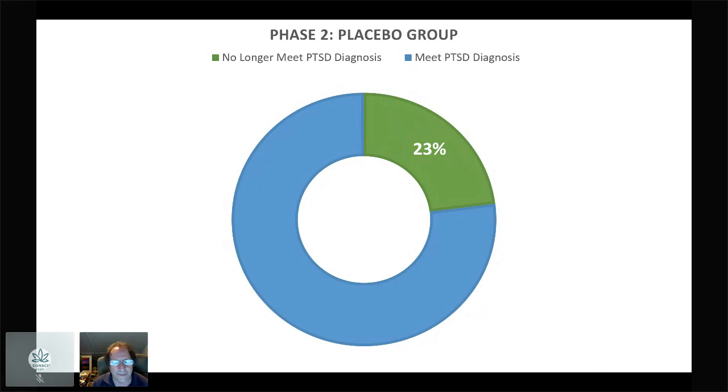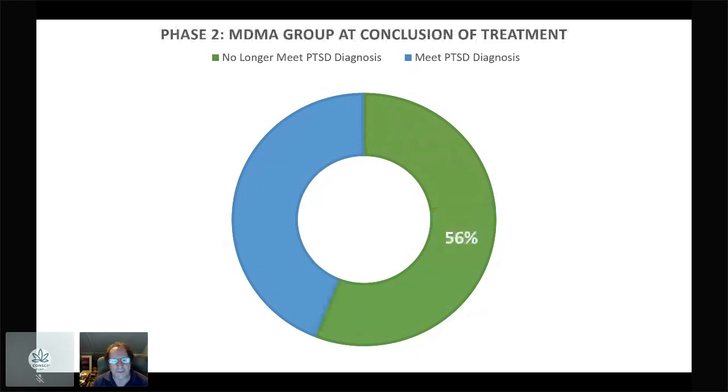Next slide, please. So when you add MDMA, though, the results more than double. 56% at the 2-month follow-up no longer have PTSD. And that's really great. So what that really shows is that the MDMA more than doubles the effectiveness of the psychotherapy.